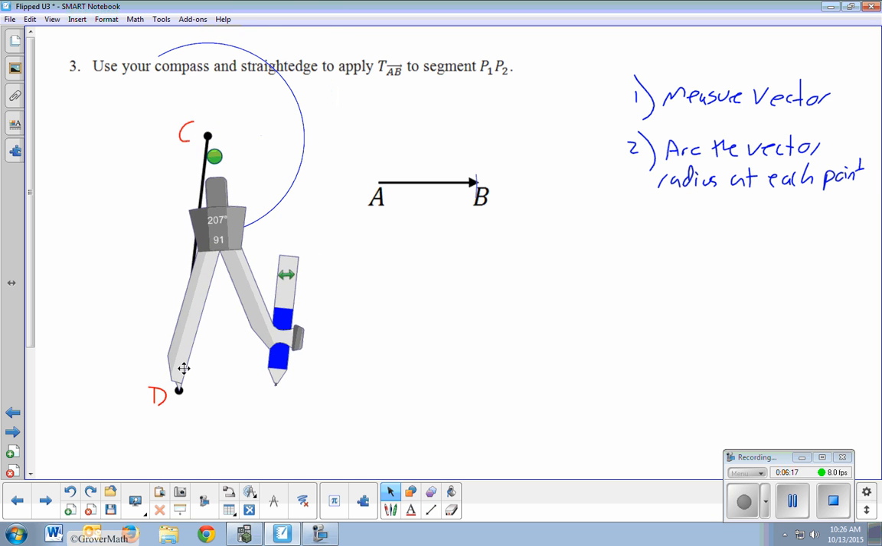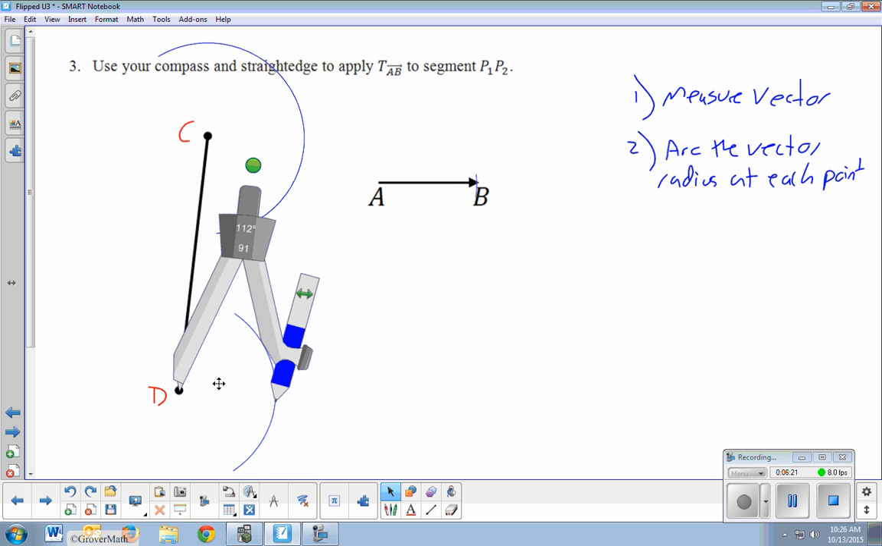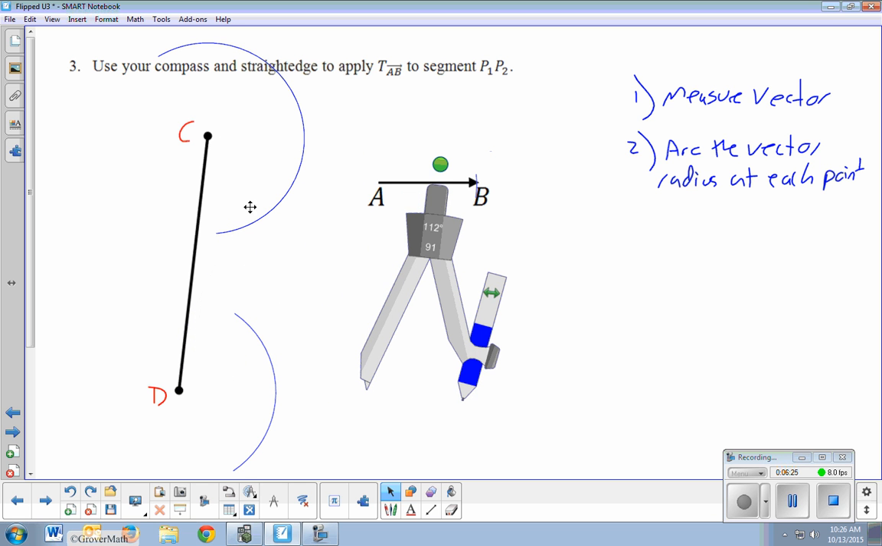And what this is really doing is, remember what a translation is saying. It's moving a figure. And I want to move by this length. So I'm putting these arcs here so that any point on this arc is the length of vector AB. And if I were to put it here, I would be moving by length AB. I'd move point C by length AB. If I were to go here, I'd be moving D by a length of AB.